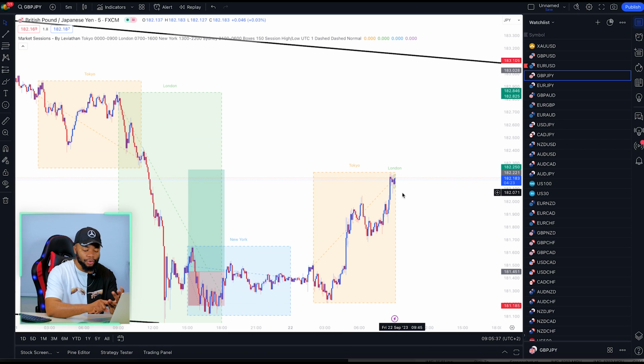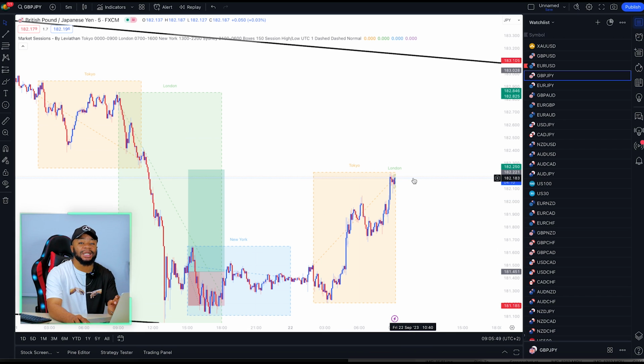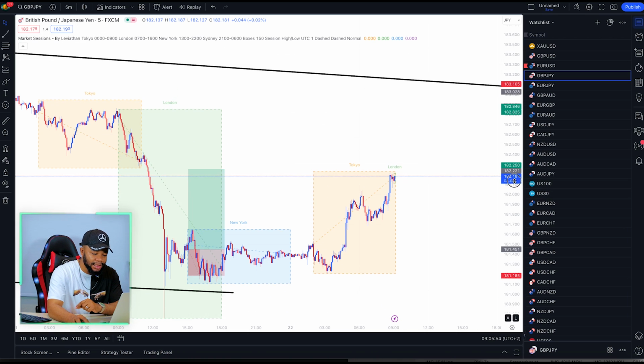So that is what you do. You do your analysis on the higher time frame to know the overall market trend. And if the trend on the session prior to the current market session is in the opposite direction, then you're going to be trading in the direction of the trend on the higher time frame. As easy as that.